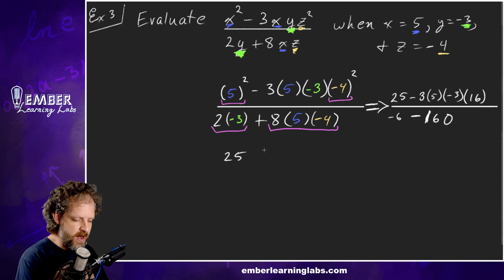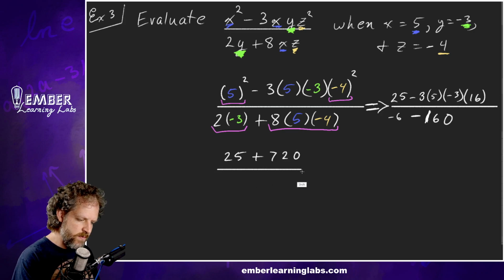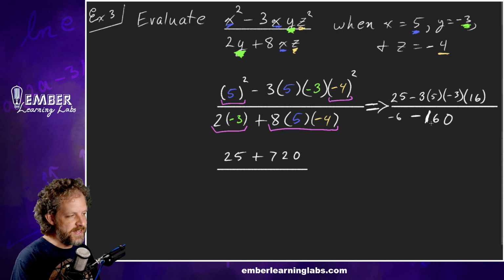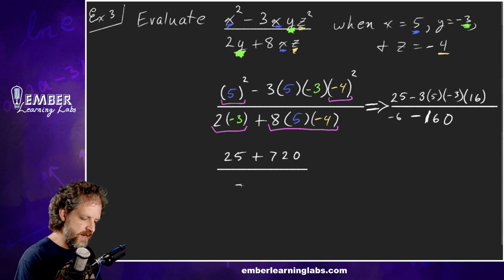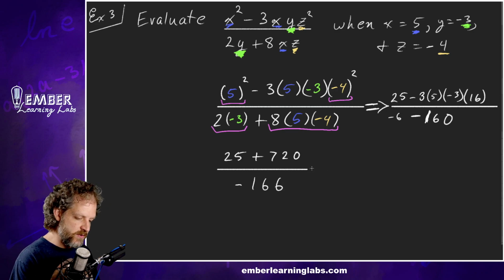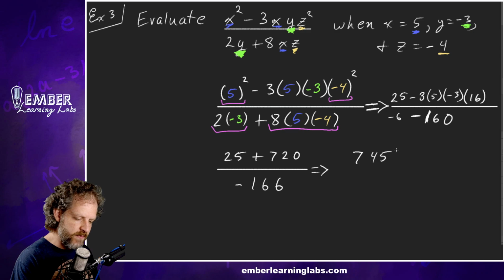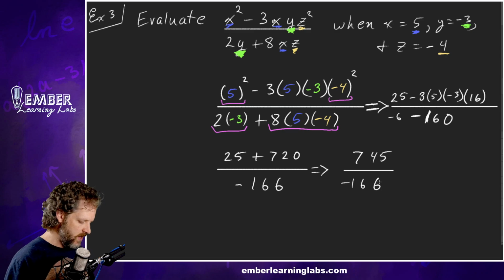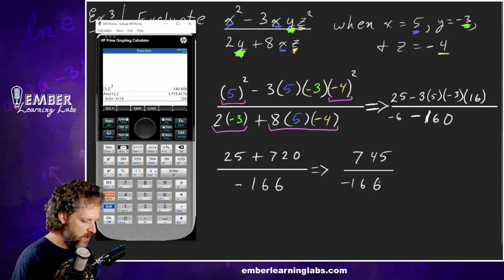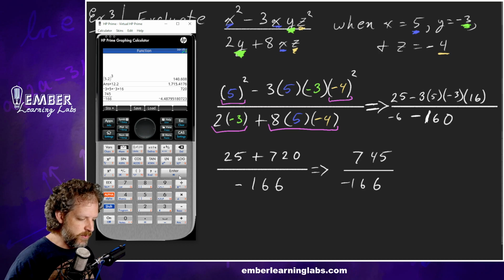So 25 plus 720 over in the denominator. We'll go ahead and do this in the denominator. The signs are the same, so we add and keep the sign. So it's negative 166. 25 plus 720 is 745. That's over negative 166. So we can do 745 divided by negative 166 equals, it's going to be a decimal, right?